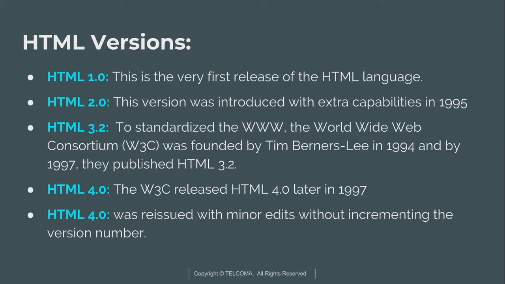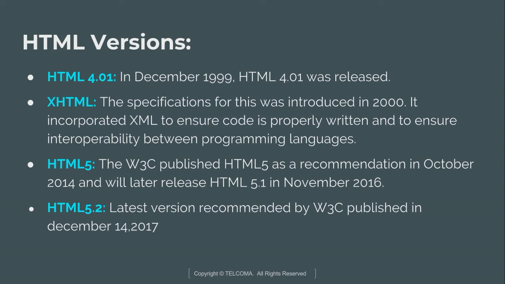After that, the next version comes, named HTML 4.0. In 1997, the W3C released the next version of HTML, named 4.0. HTML 4.0 was reissued with minor edits without incrementing the version number. This is a version that adopts many browser-specific element types and attributes. The next version is HTML 4.01. In December 1999, HTML 4.01 was released with extra capabilities.